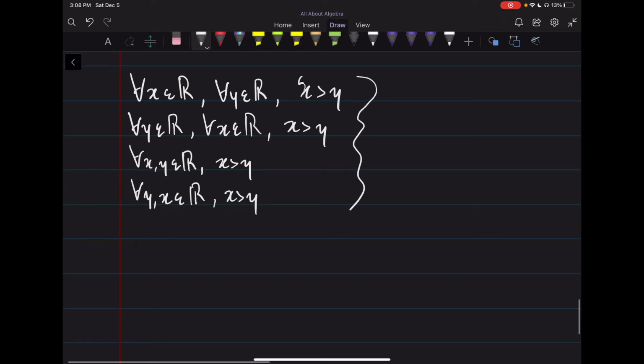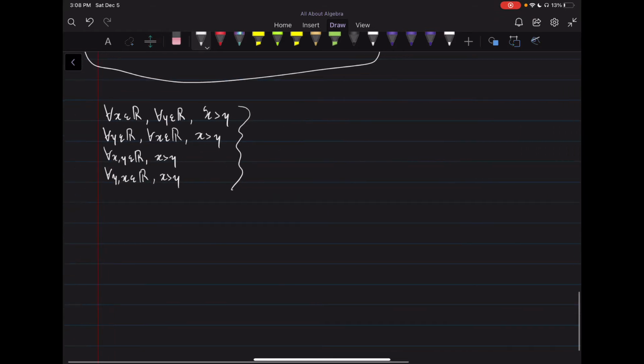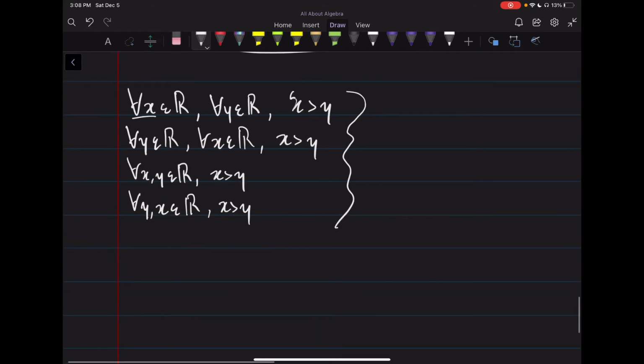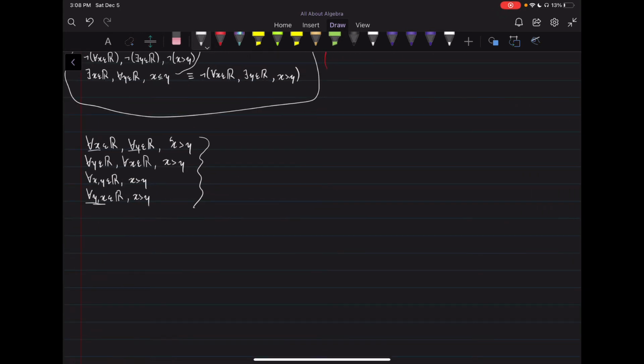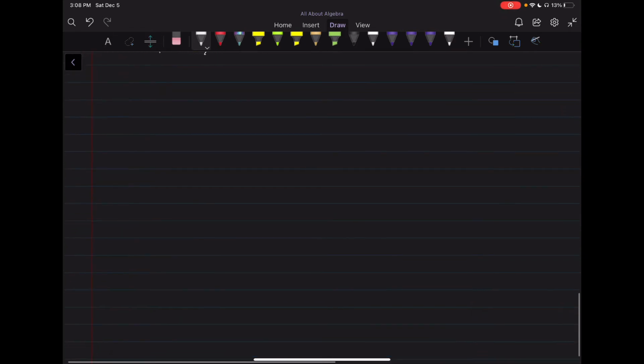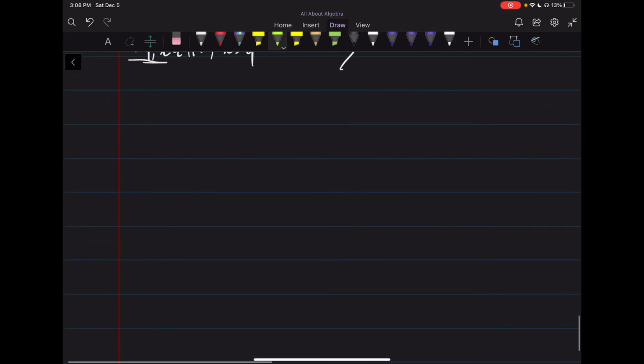These are all the same. These all mean the same thing, just because their quantifiers are the same. That's why I can group them like that. Otherwise, I wouldn't be able to group them because they have different quantifiers. Okay, so now we're going to dive a little bit deeper into logical analysis.